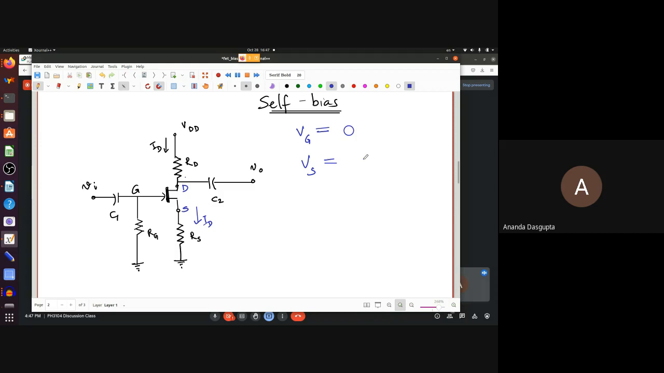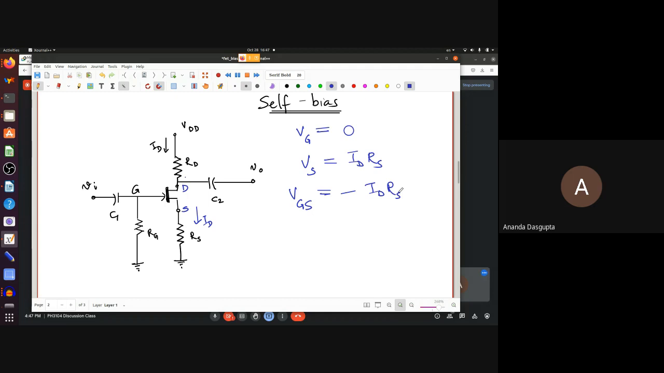So now can anybody tell me what is the voltage at the source? IDRS. Exactly. So how much is VGS? Minus IDRS. Exactly. VGS is VG minus VS, which is minus IDRS. You needed a reverse bias. You needed a negative voltage between the gate and the source.